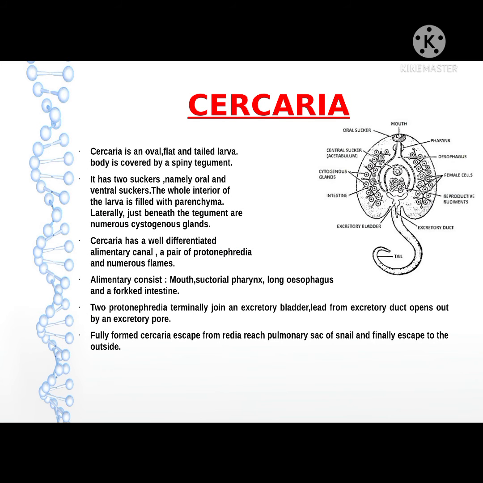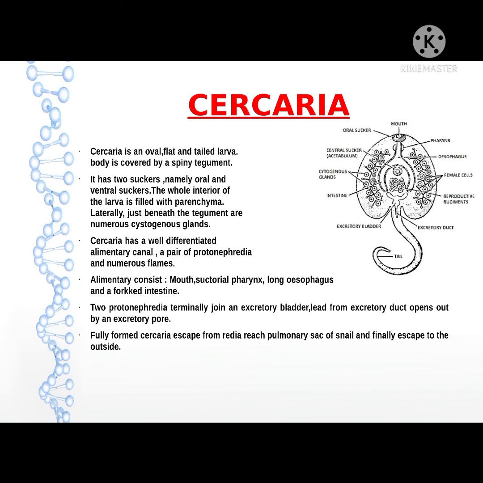Fourth larval stage, cercaria. Cercaria is an oval, flat, tailed larva. The body is covered by a spiny tegument. It has two suckers, namely the oral and ventral suckers. The whole interior of the larva is filled with parenchyma. Laterally, just beneath the tegument, are numerous cystogenous glands.